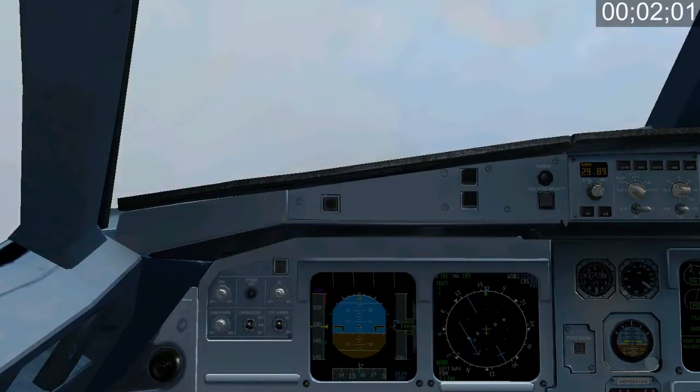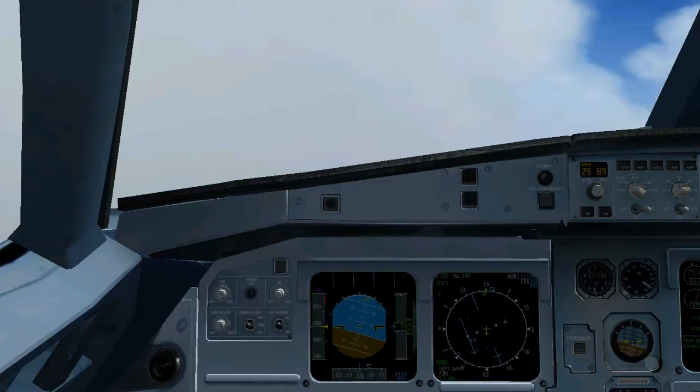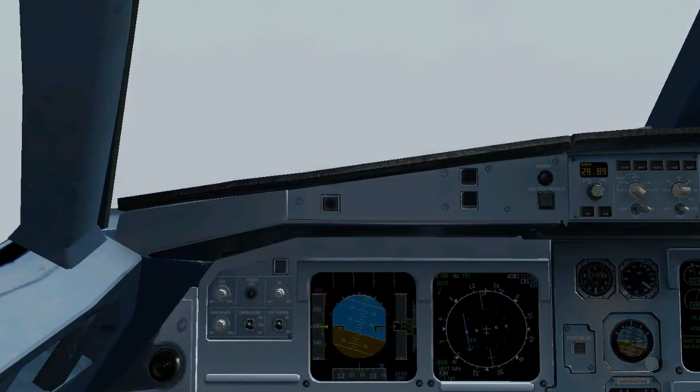Okay, the timer is at 2 minutes. Let's start a 20 degree bank turn to the left to intercept that heading of 308. Now as we're starting this turn, obviously we're still at 3,500 feet. Remember, after overflying the VOR, we were at 3,500, and we're going to start this turn at 3,500 feet. So far we have stayed level.